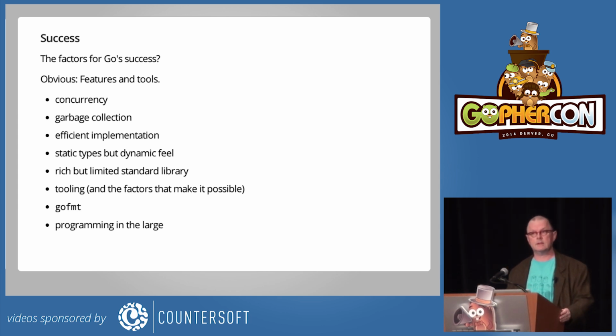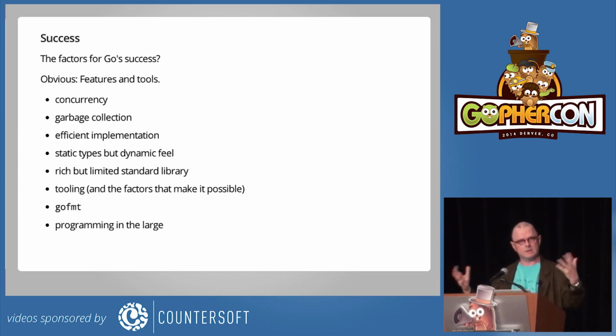Having a strictly garbage collected language has its issues, there's no question about it, but it makes the language very attractive to start in. The compiler being fast, the binaries running quickly, this notion of static type and dynamic field that we tried to get right. Having a really good standard library, but limiting what it is so that outsiders can bring in more stuff. We don't have to put everything in the core.